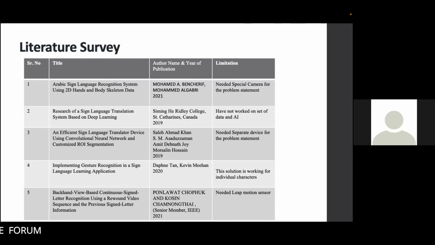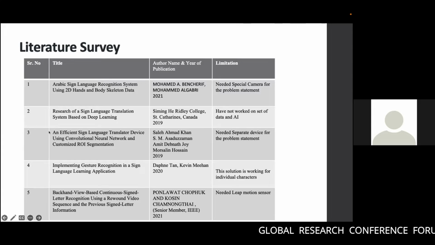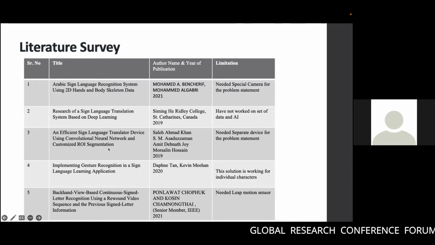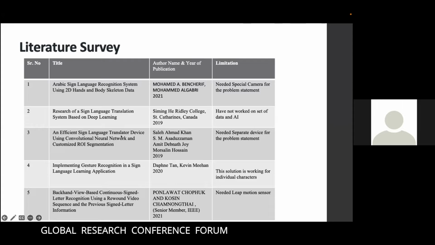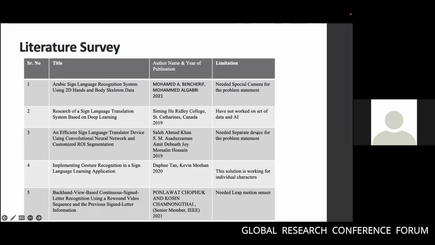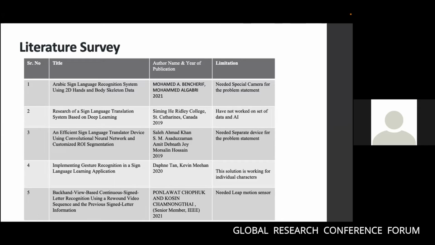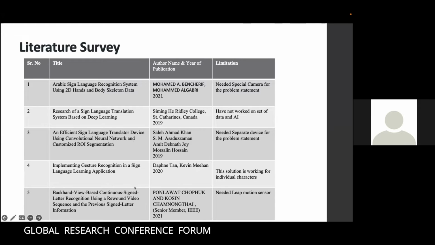So they have uploaded only the A to Z characters from the gestures, and not more on the words data sets. Yeah, that was the limitation for that one. So the next paper is an efficient sign language translator device using CNN and customized ROI segmentation, done in 2019. As the problem statement says, they needed a specialized device, as in the first one. They have a different device to identify the gestures, and also they didn't work on the data sets as well. So that was the limitation that they have.